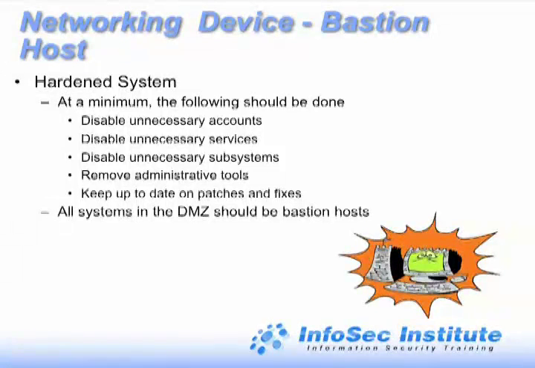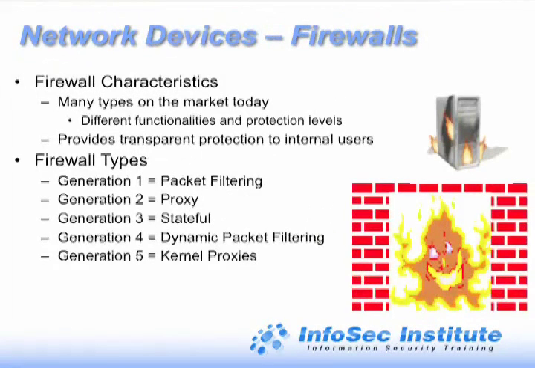Okay, a bastion host is a hardened system. Firewall types: Generation 1 is basically your router with an ACL on it. Then there's proxy, which is a more advanced firewall. Your stateful firewall is the same type of scenario, it has the ACL, but also has a database on it to say who it was connecting to, at what time, and if that's going to be allowed into the network.